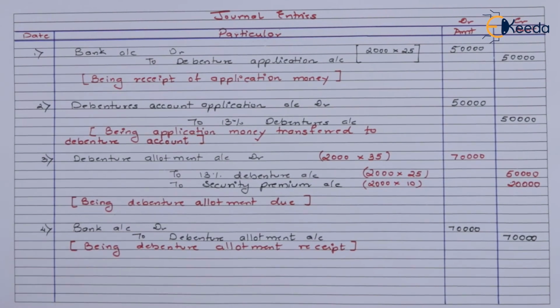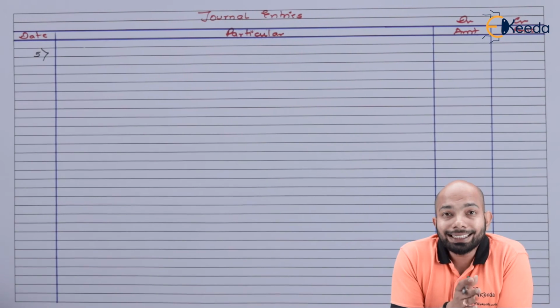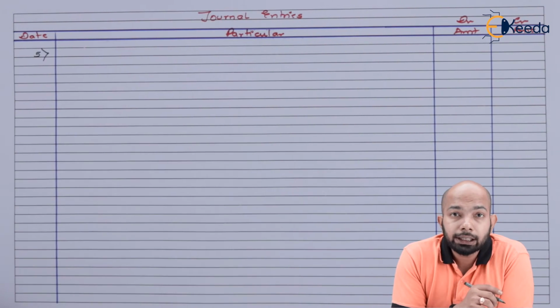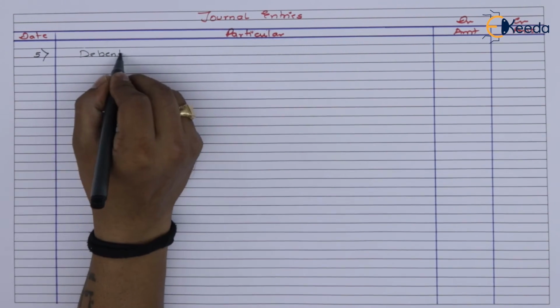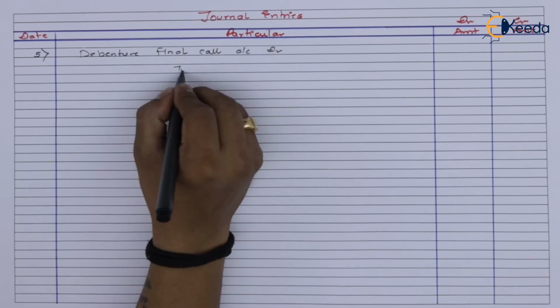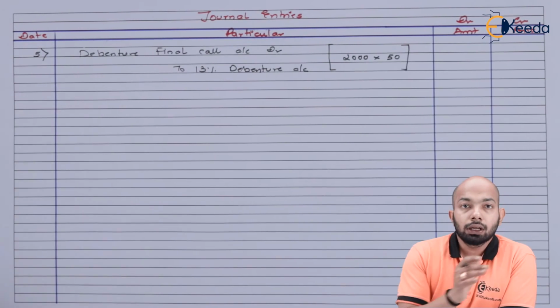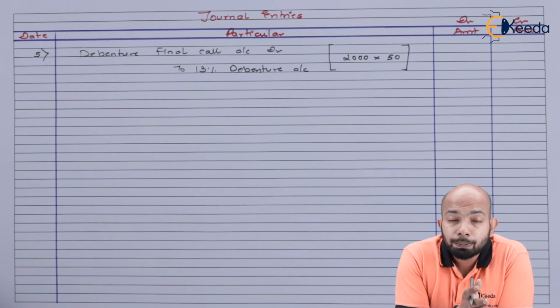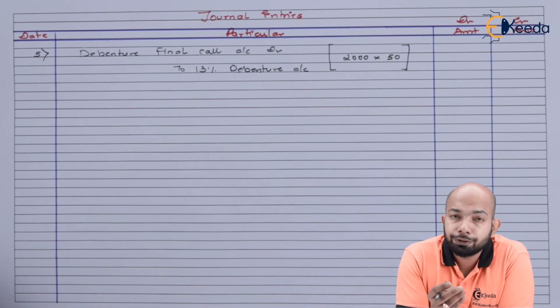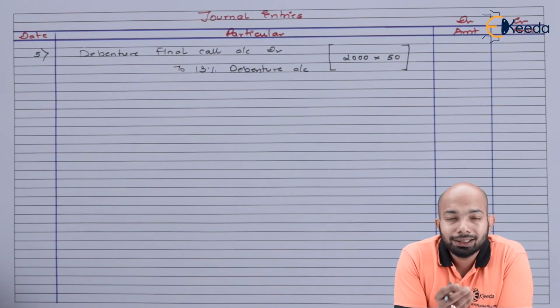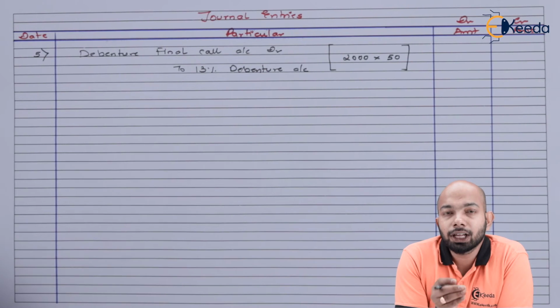Now, the next set of entries that we will be passing will refer to the specifications of final call. Let's start with that. Now, let's pass the entry which is related to debenture final call here. On final call, we were supposed to take around 50 rupees per application. That means 2000 multiplied by 50 will be the amount that we are expecting here.